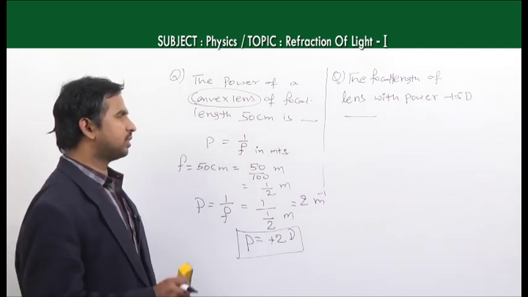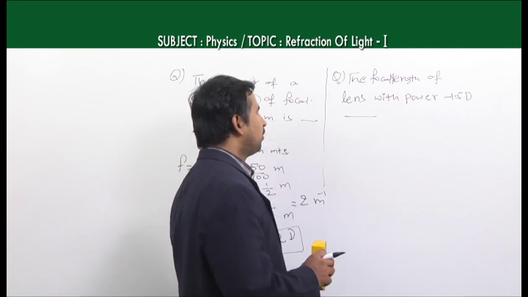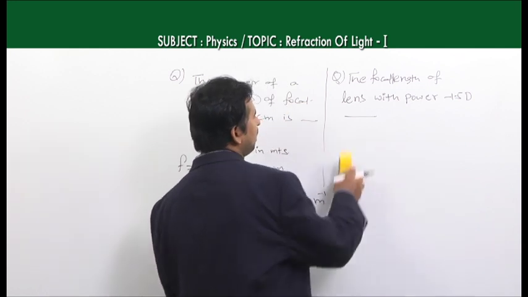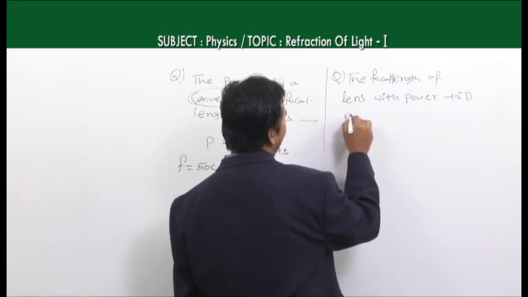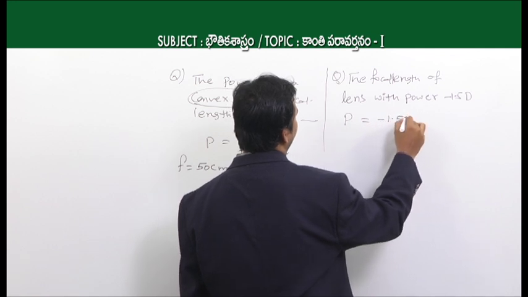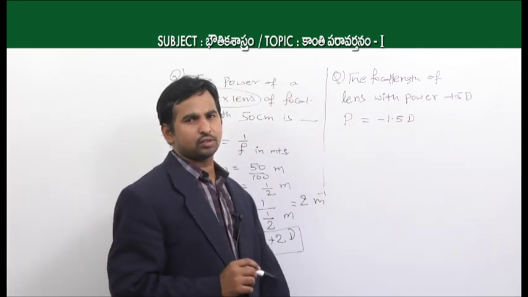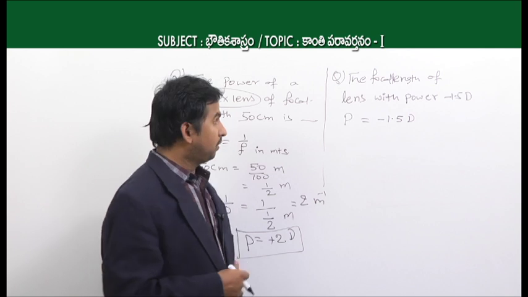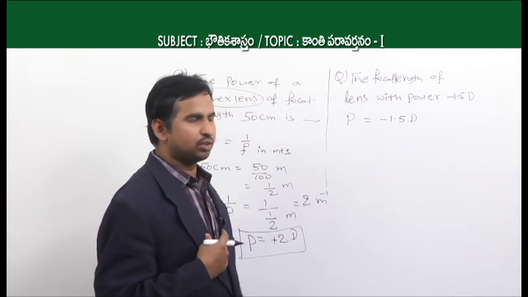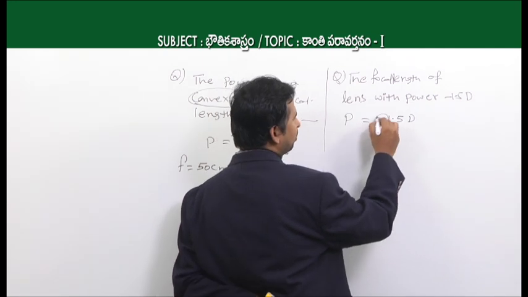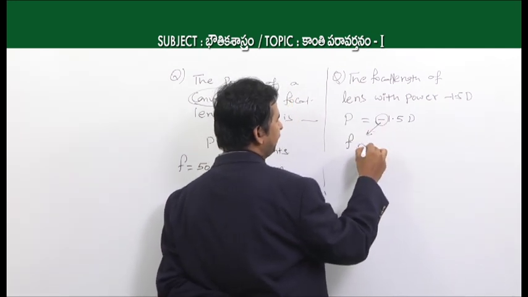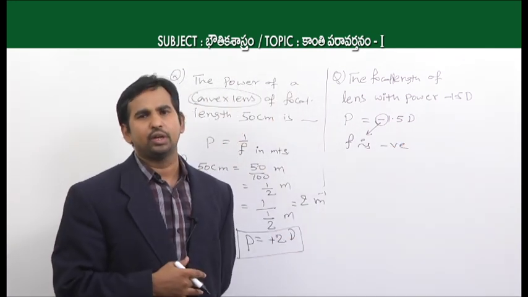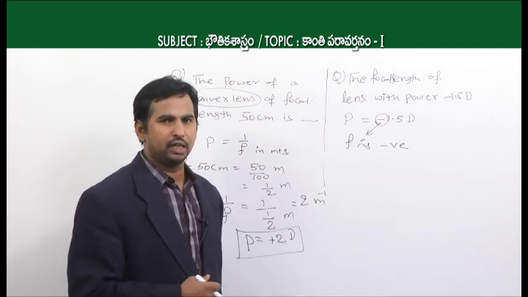Now, in the second case, we have to find the focal length of the lens with power minus 1.5 D. So the power is given directly: P is equal to minus 1.5 D. As I said about the sign convention, if the focal length is positive, the power is also positive, whereas if the power is negative, the focal length is also negative. So it is clear that F is negative. The focal length is negative in the case of a concave lens.